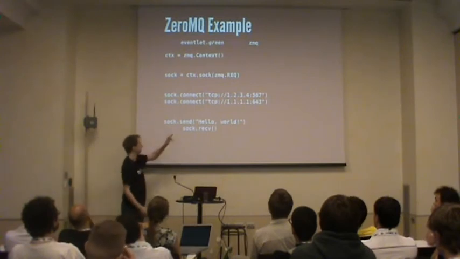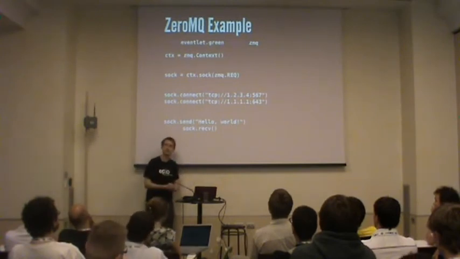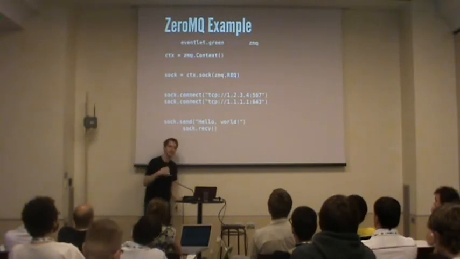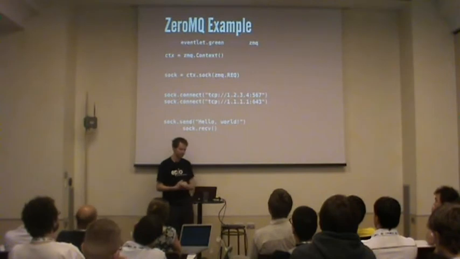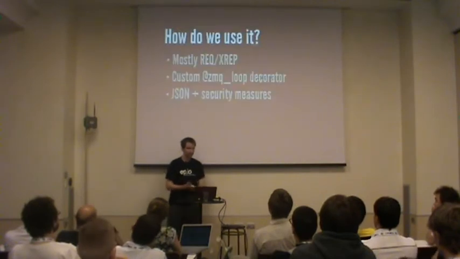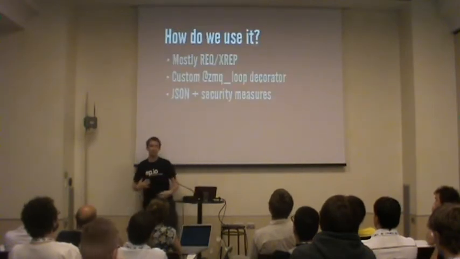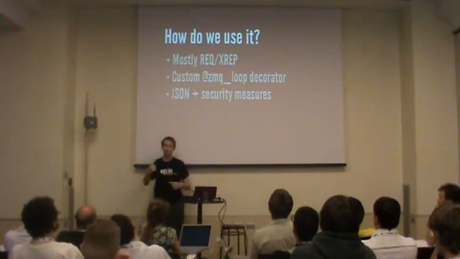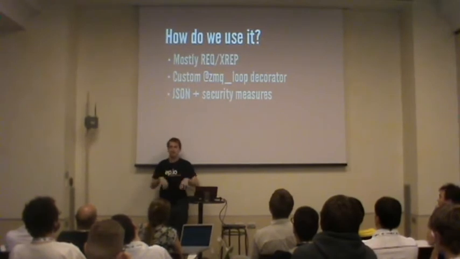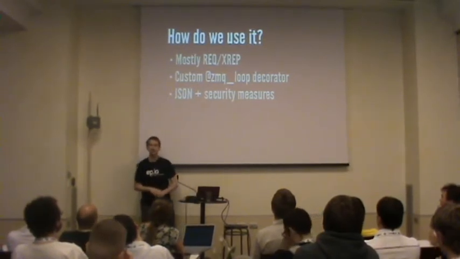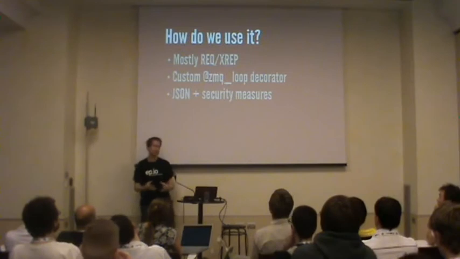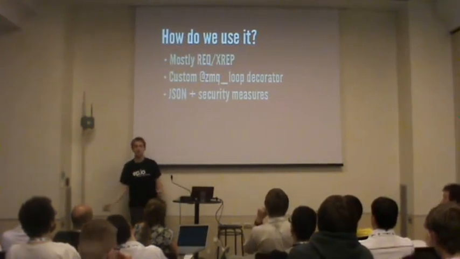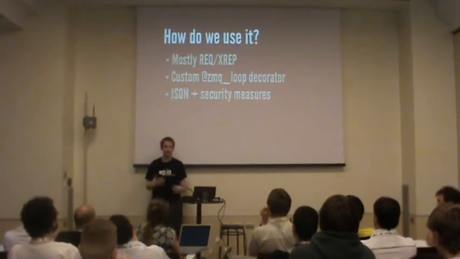I just do sock.send. I send a packet, which is always a string, and then I just receive the packet again. It's frame based, not stream based, so there's no nasty encapsulation. And it's very, very simple. We mostly use it with the request-response pattern. We have a custom decorator that runs multiple receive requests in different green threads for each request. Well, we encapsulate packets as JSON, and then also have security measures like signing, because obviously we're on an untrusted network. It's the internet.